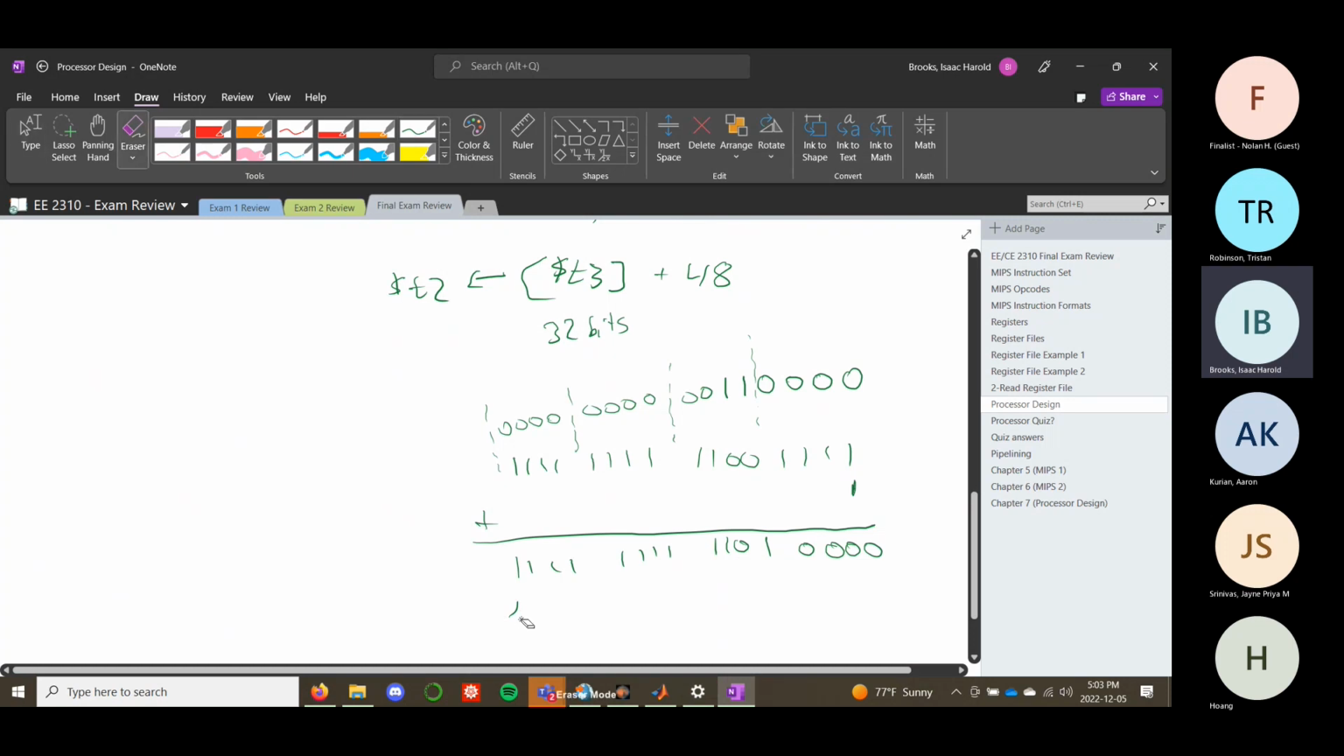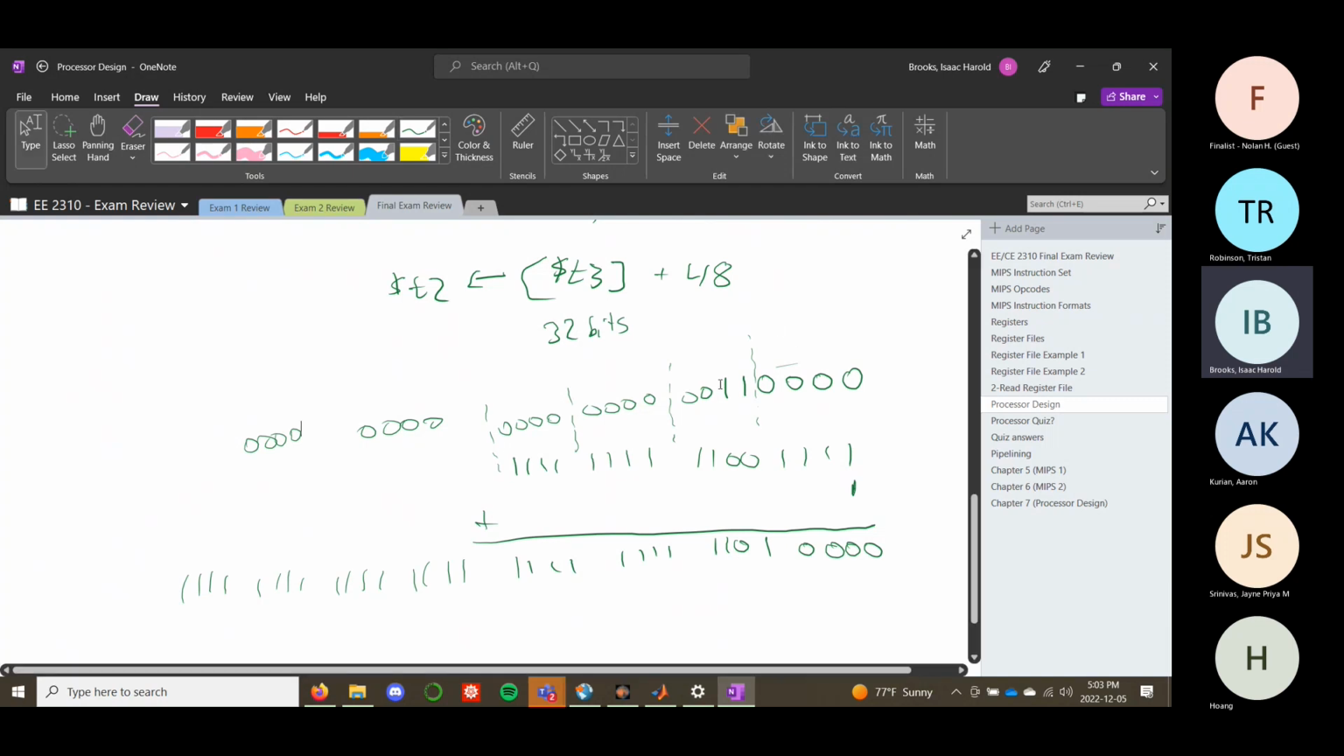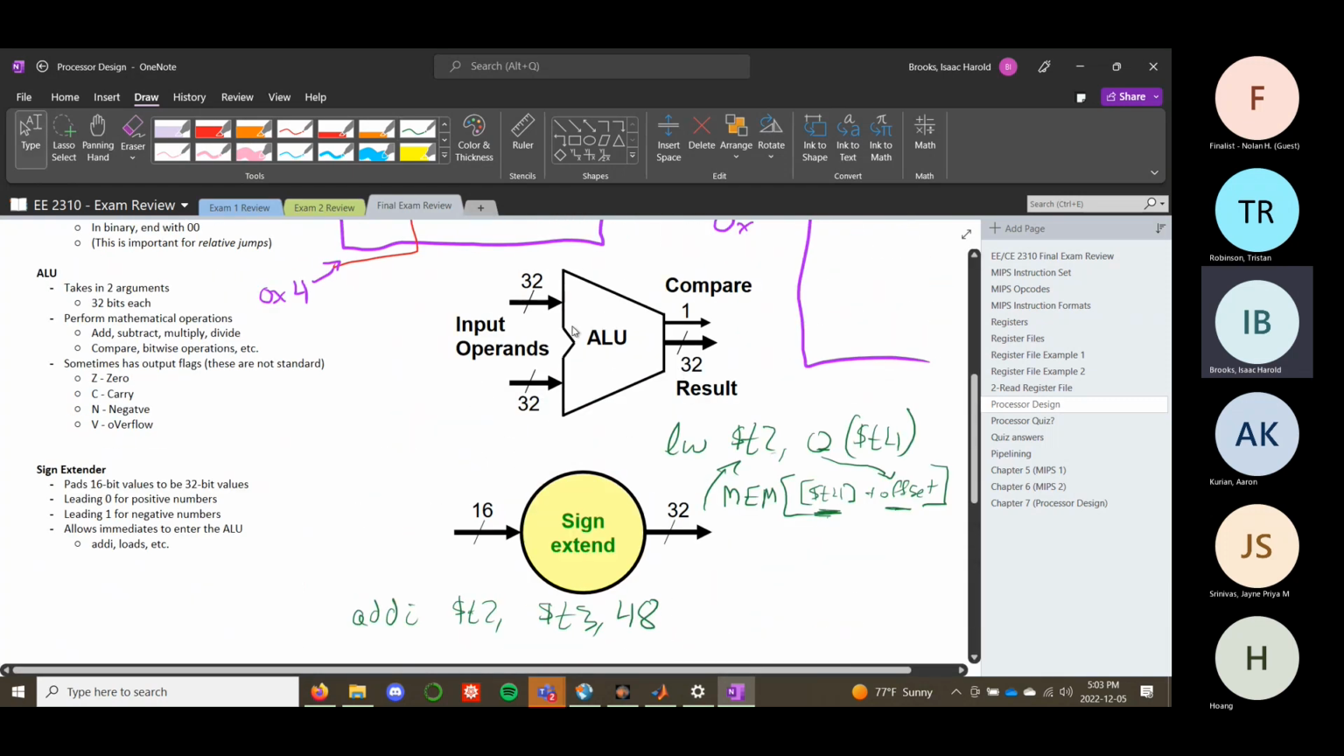So what the sign extender is going to do is add all 1's out to the front. So this is still negative 48. It's just got more leading ones, just like how this is still 48 with a bunch of leading zeros. All the sign extender is doing is making sure that the numbers are the same amount of bits so that they're compatible for operations in the ALU, because the ALU is taking 2 32-bit numbers.